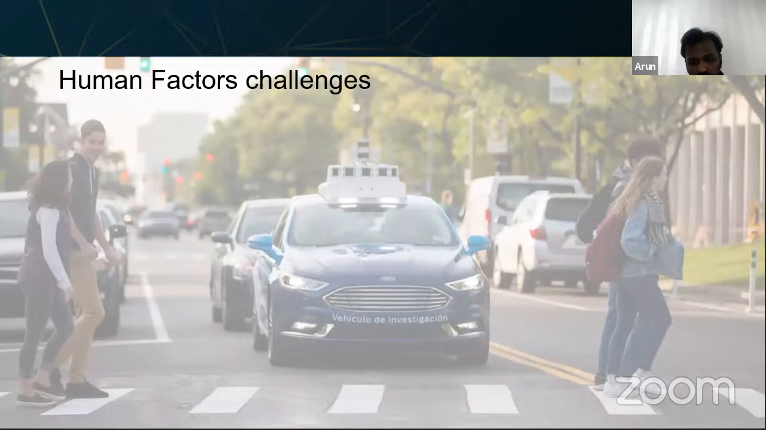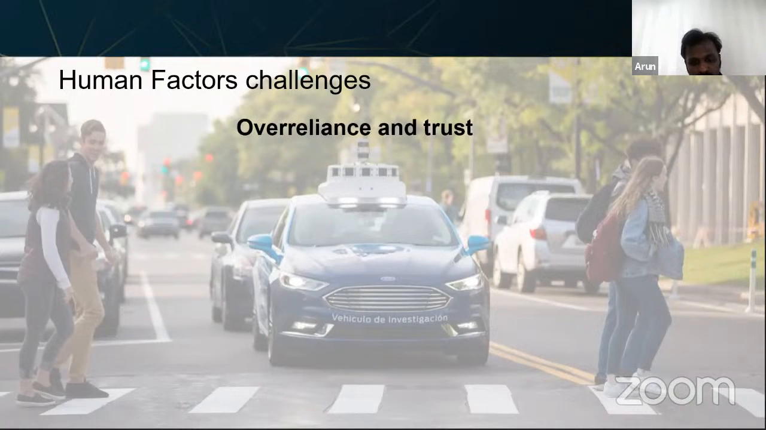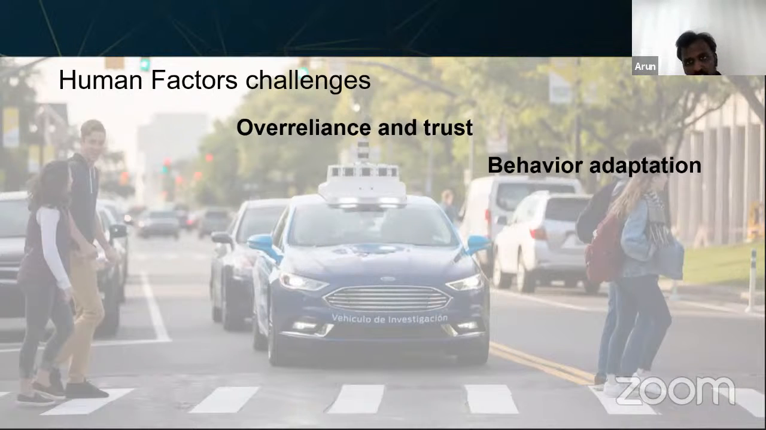There are a couple of research challenges in this area. One is over-reliance and trust, which is nothing but the fact that we humans tend to rely on systems very easily, very quickly. That's the reason why you can see Tesla drivers falling asleep inside these vehicles. And then behavior adaptation: as I said, these systems, for example in a cockpit for pilots, are a very highly skilled job compared to the one you're going to design in automated vehicles.